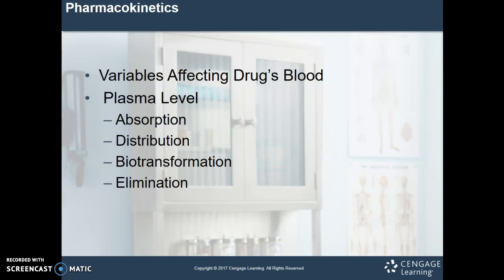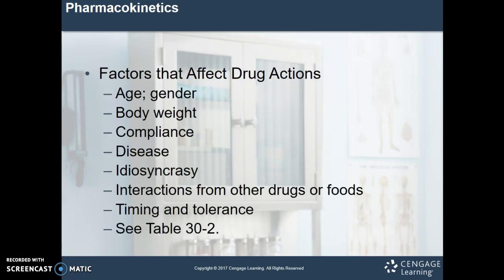Biotransformation, more commonly referred to as metabolism. This is the process in which the drug is chemically altered and undergoes changes in order to be utilized as intended by the body. This process occurs in the liver for most drugs. Healthy liver, good metabolism. Not healthy liver, bad metabolism. Elimination. The process by which the drug is excreted from the body. This is mostly through the kidneys. It can also occur through the GI tract, respiratory tract, the skin, and the mucous membranes, as well as the mammary glands. So hopefully that kind of gives you an idea of how drugs move throughout the body.